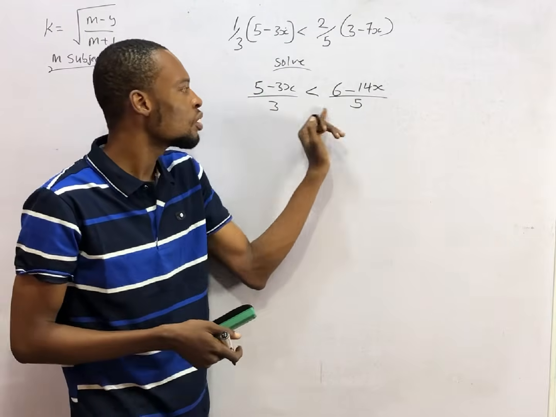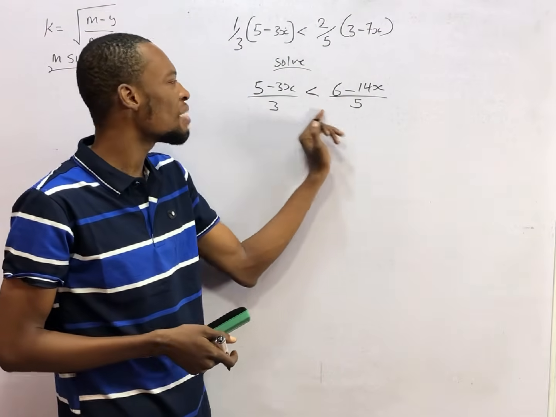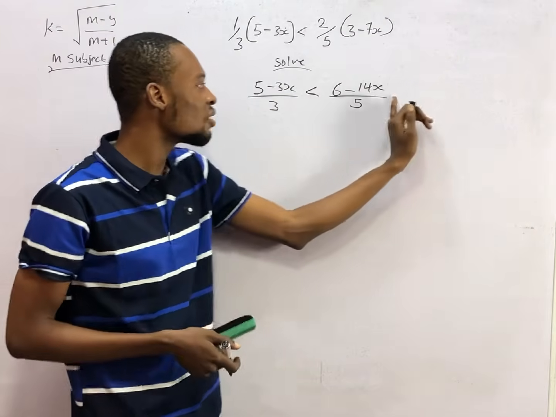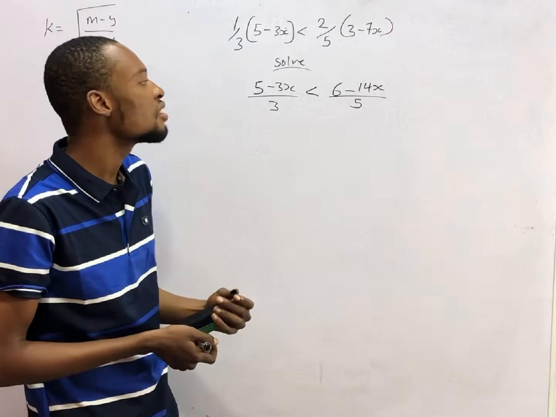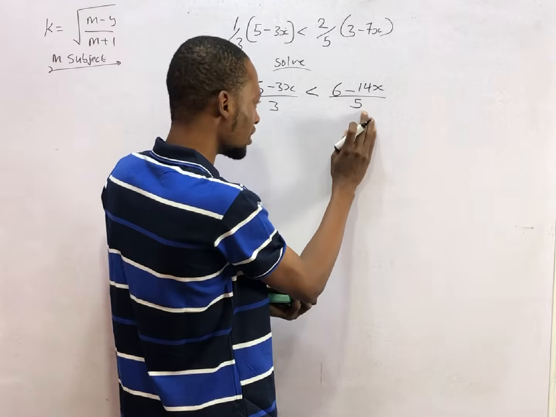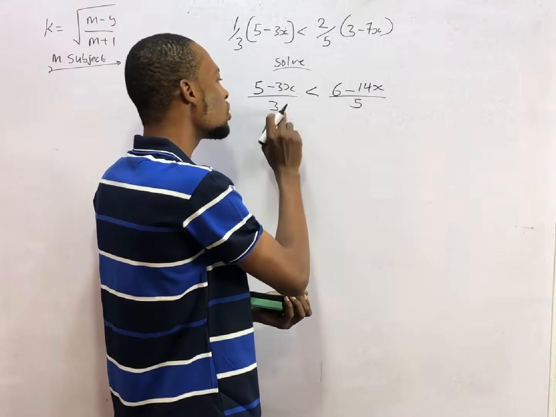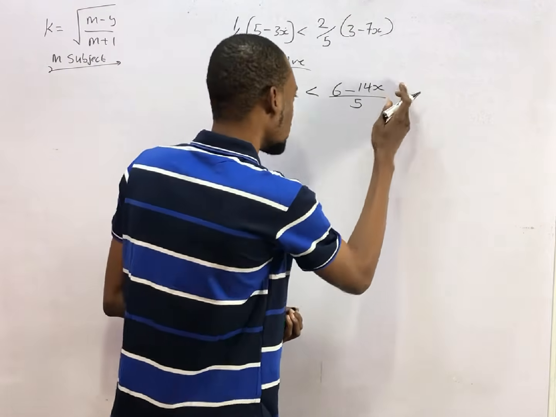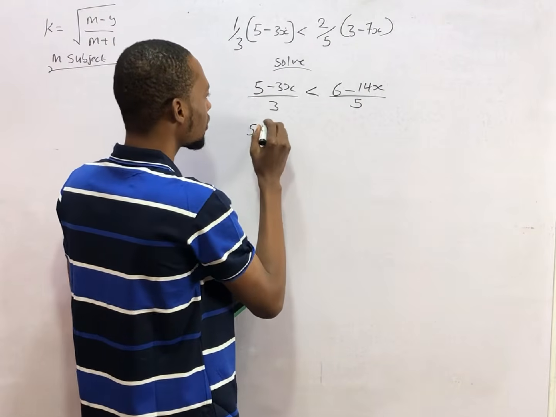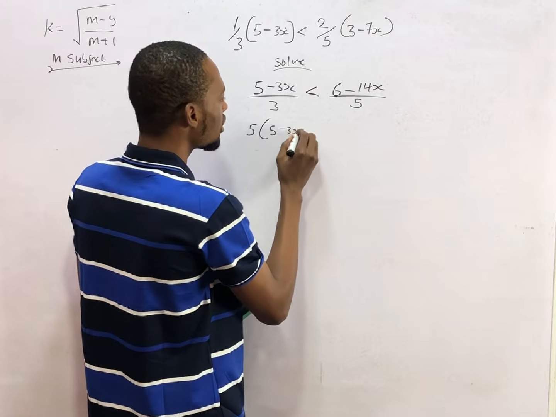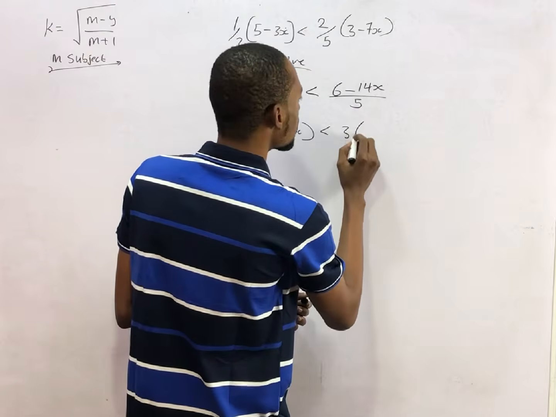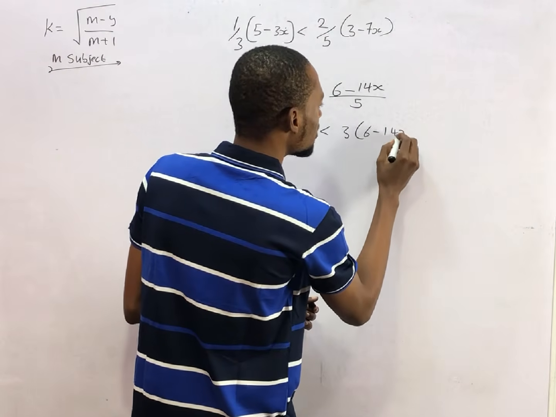When you are given two fractions separated with equality or inequality sign without any other thing here or any other thing here, you simply cross multiply. How do you cross multiply? You use what is here to multiply what is here, then you put down the sign and use what is here to multiply what is here. This is what I am saying. 5 times everything here is 5, 5 minus 3s is lesser than 3 multiplying everything here is 3, 6 minus 14s.